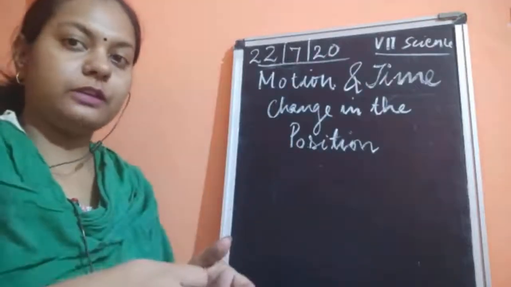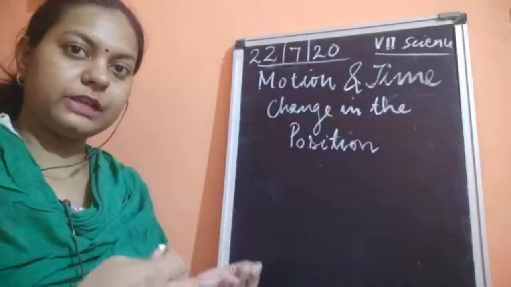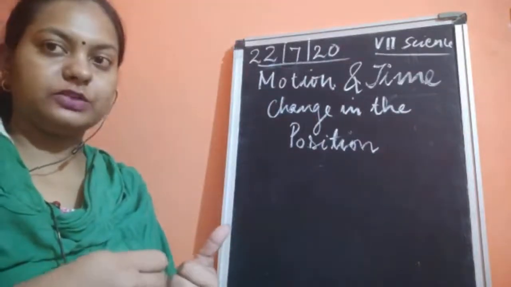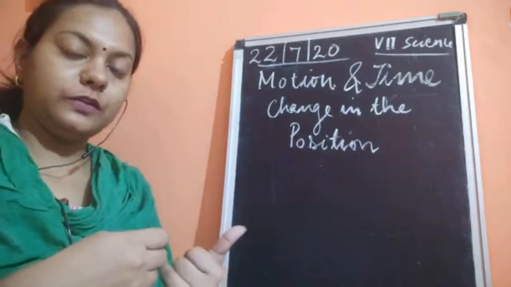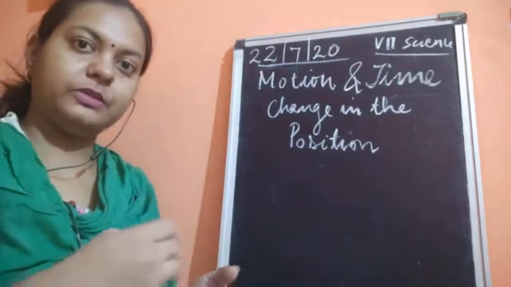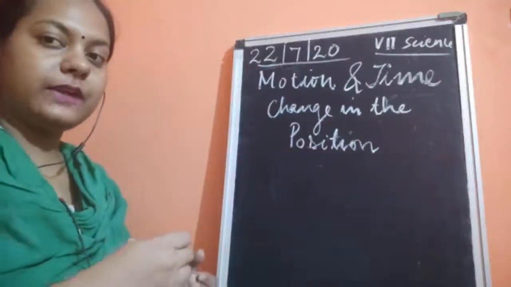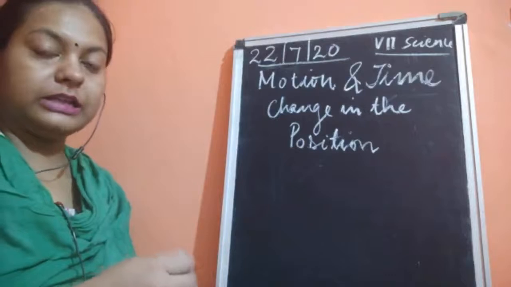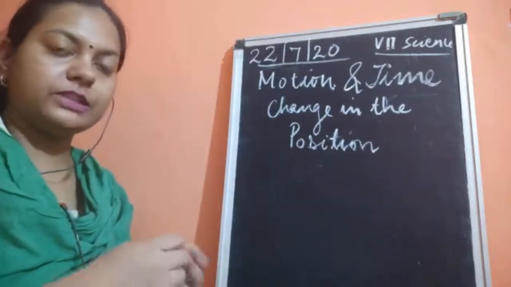We have also studied the different types of motion, that is, it could be slow and fast, it could be uniform and non-uniform motion, it could be oscillatory motion, it could be rotational motion. So we have studied many types of motion in yesterday's topic. I have just given the introduction.